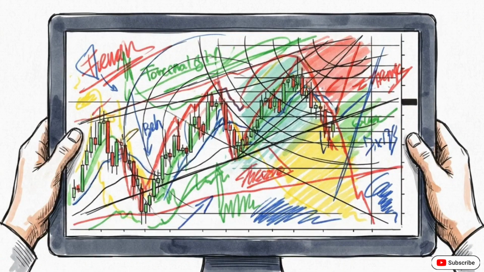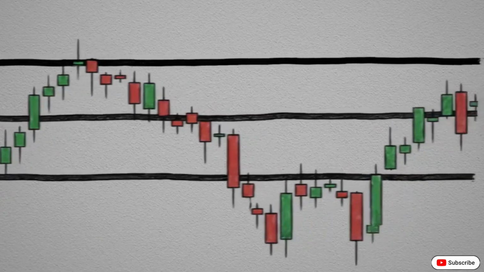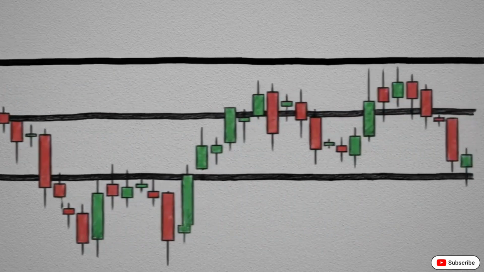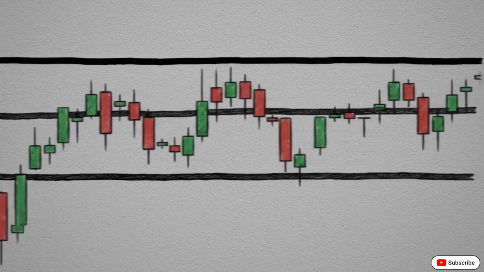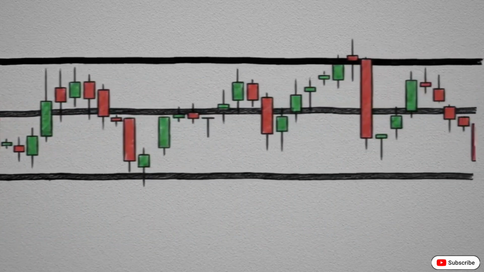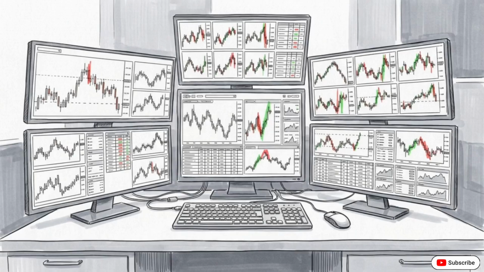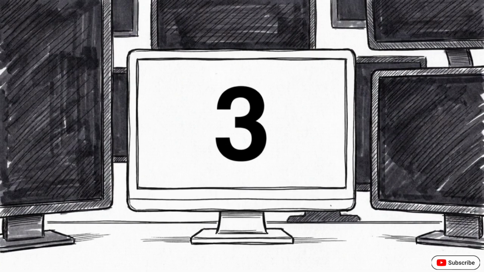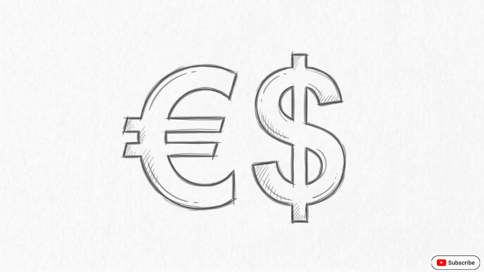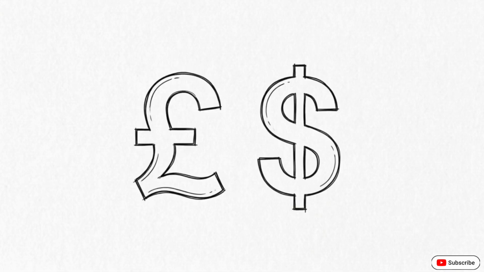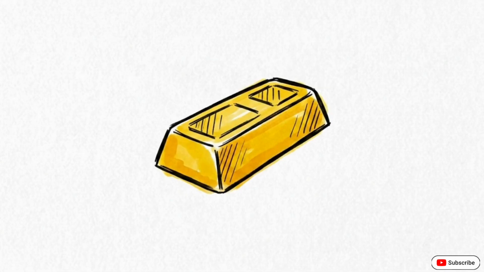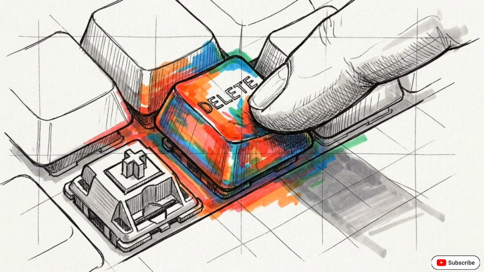Most new traders drown in subjective chart patterns and constant guesswork. To survive in the markets, you have to start by stripping away the noise and applying a strict, rules-based framework. Before we look at a single chart, you need to narrow your focus. This specific framework is calibrated for only 3 assets: the Euro-US dollar, the Pound-US dollar, and the gold market. Ignore absolutely everything else on your watch list.